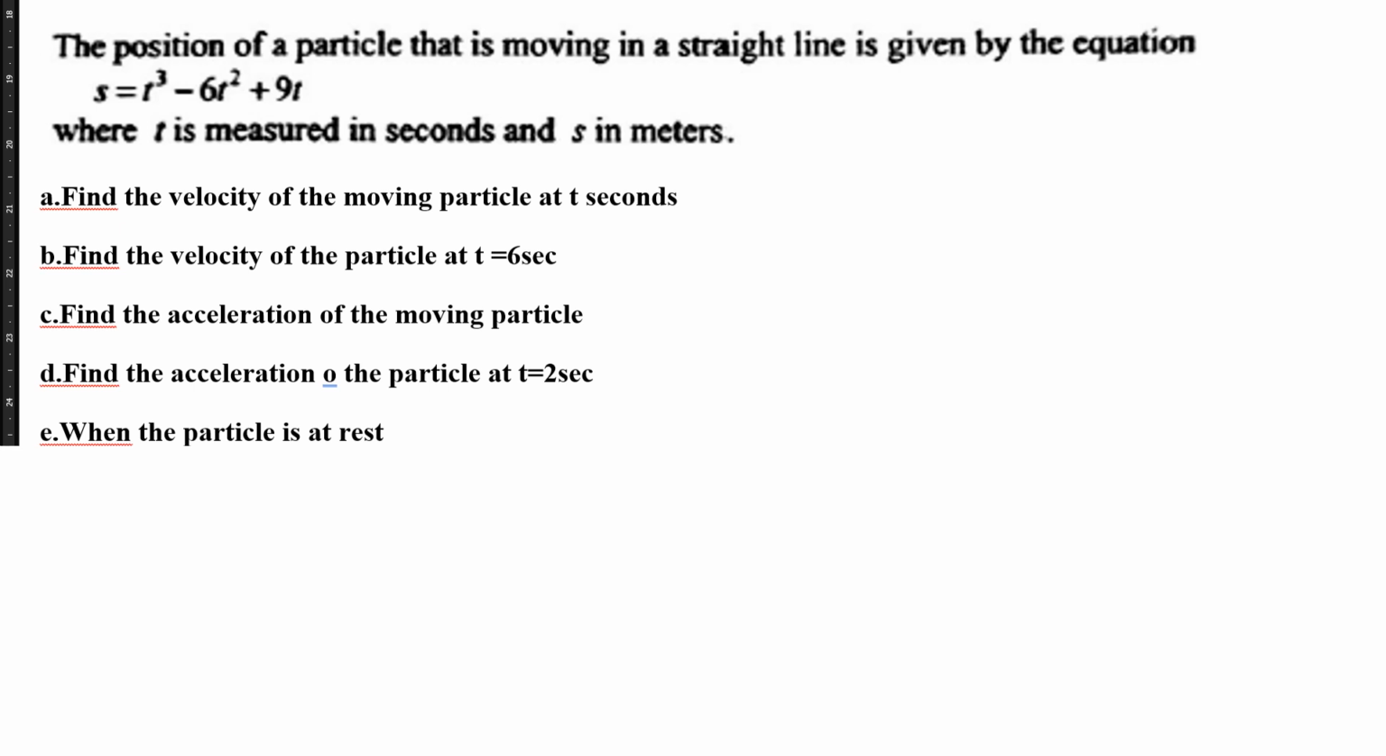Next question. The position of a particle that is moving in a straight line is given by the equation. For your ease, I am writing the equation as s equals t cubed minus 6t squared plus 9t. Find the velocity. We just saw that if we find the first derivative of the position, it will give us the velocity function. So you will apply the power rule or the constant multiple rule where necessary to get the velocity.